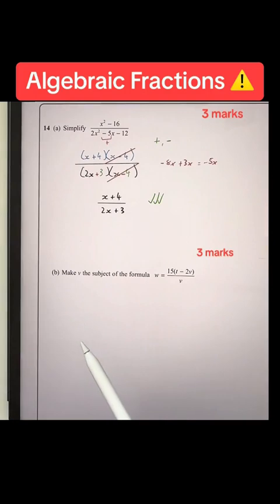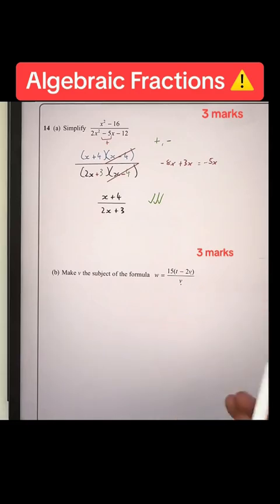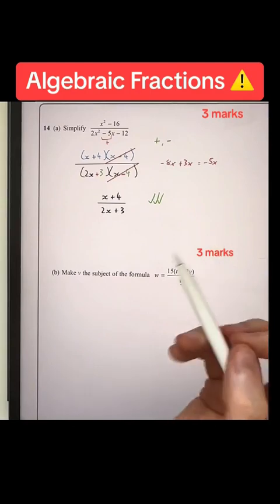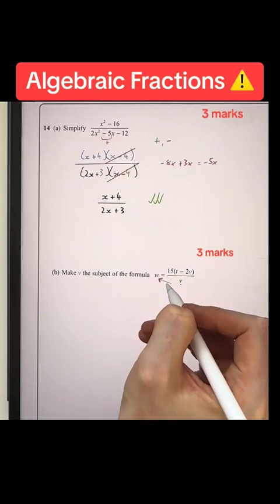Make v the subject of the formula. Well, locating the letter v, I've got it here on the top and the bottom. As I've got it in more than one place, this is the more challenging question. We never like dividing. The opposite of divide by v, therefore, is to multiply up the other side by v.